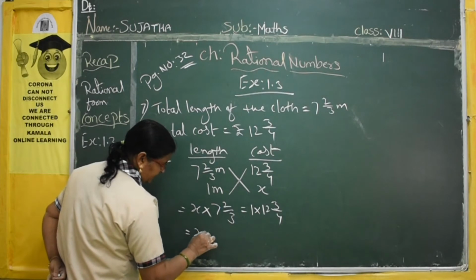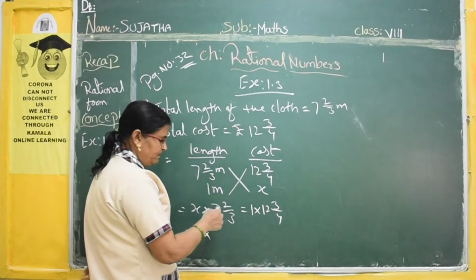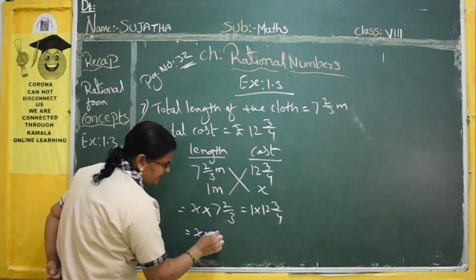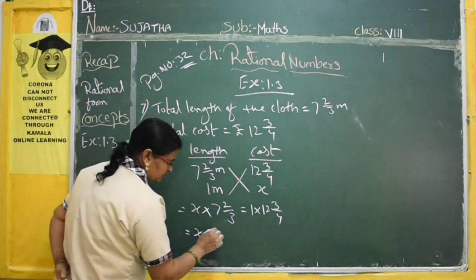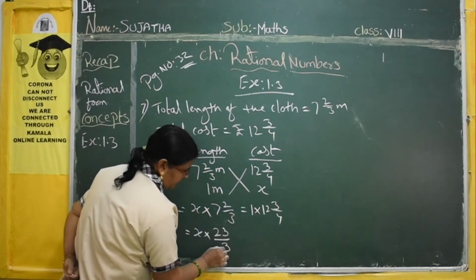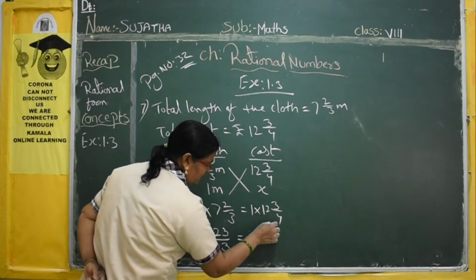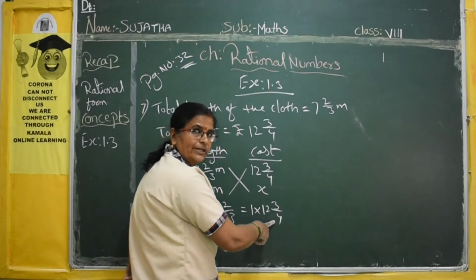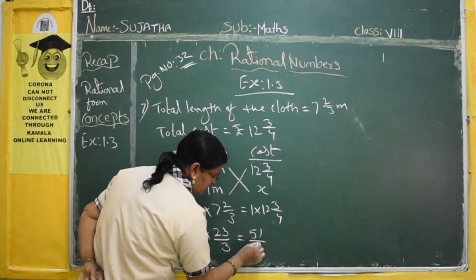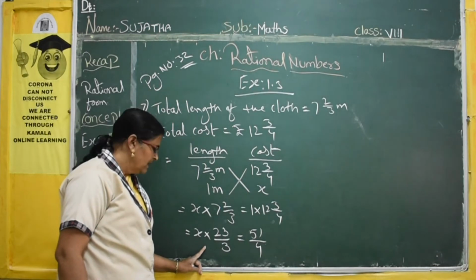Now x into 7 2 by 3, the mixed fraction, change into improper now. 7 3s are 21 plus 2, how much? 23 by 3 is equal to 12 4s are 48. 48 plus 3, 51 by 4. Now understood or not?